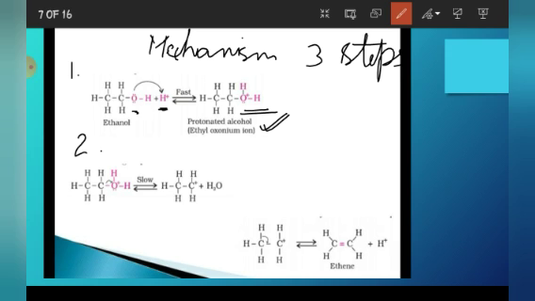And in the second step, what will happen? Here, this will remove as water and we will get carbocation. Now, why does this happen? Because here the oxygen carries a positive charge which is very unstable. So what will happen? This will remove as H2O and we will get carbocation. Now, this is step number 3. What will happen here? Formation of the final product ethene by elimination of a proton.